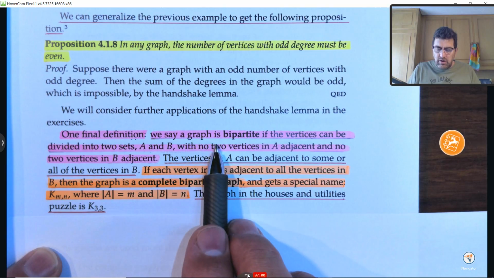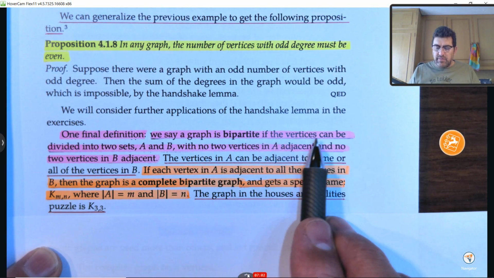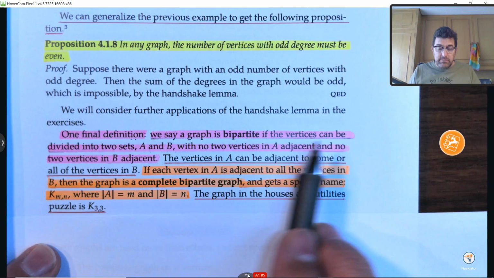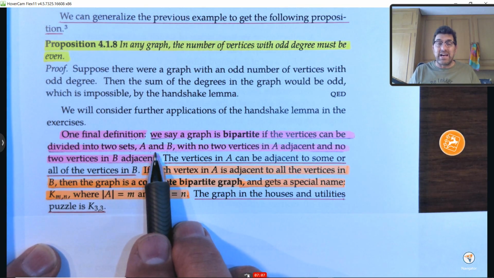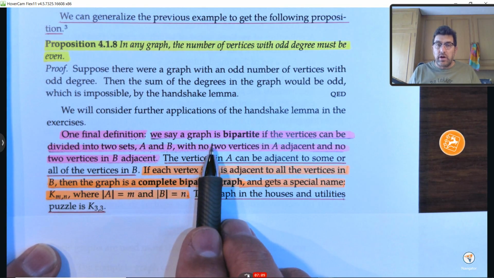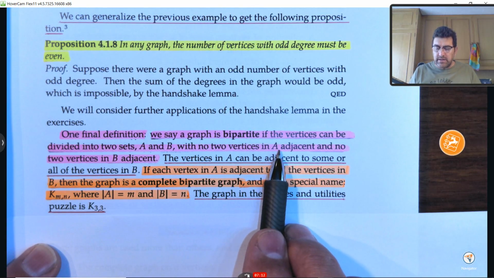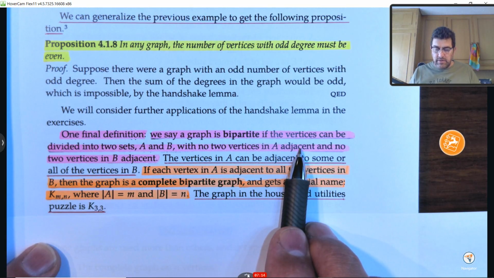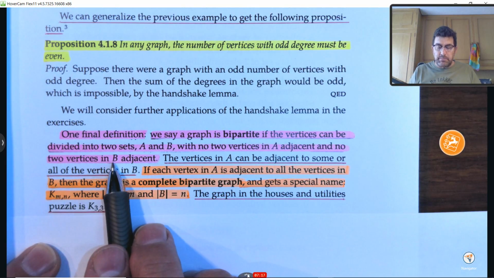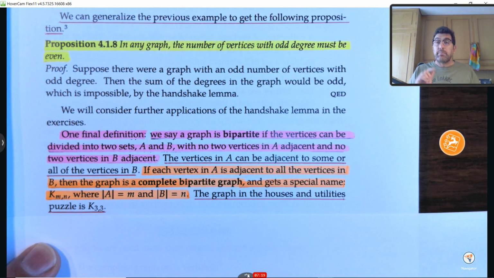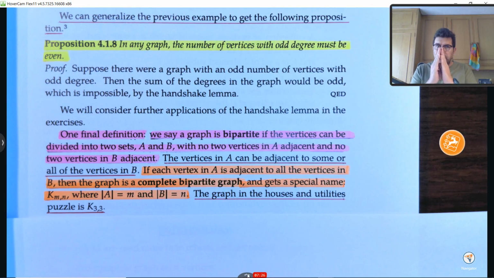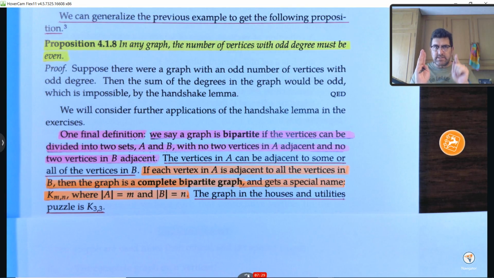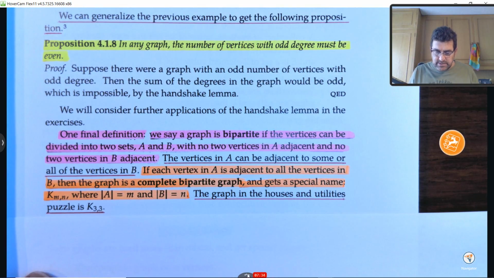We say a graph is bipartite if the vertices can be divided into two sets, A and B, with no two vertices in A adjacent to one another, and no two vertices in B adjacent to one another. But the vertices in A can be adjacent to the vertices in B. As long as you've taken the vertices and split them, there's no adjacency within A and no adjacency within B. The adjacency happens across the two sets.